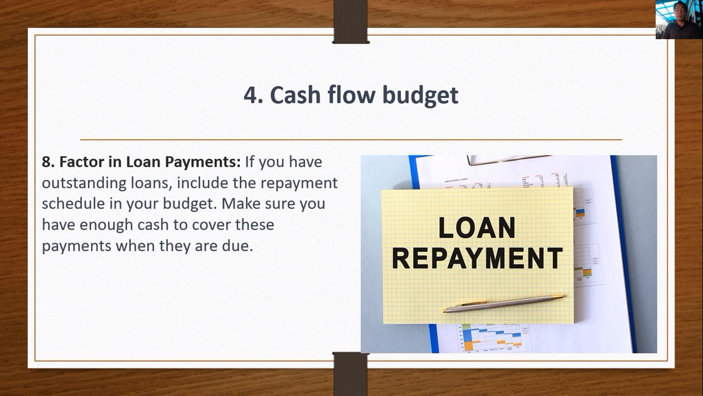And also, class, in your cash flow budget, factoring in your loan payments is also important. If you have outstanding loans, include the repayment schedule in your budget. What month or what date, and with that, make sure that you have enough cash to cover these payments when they are due.